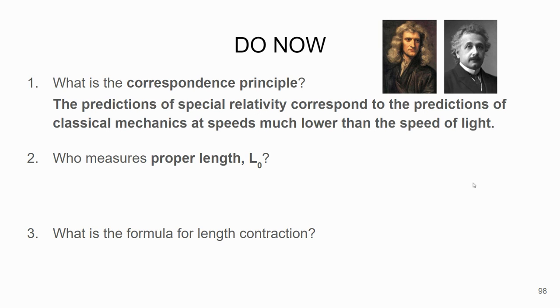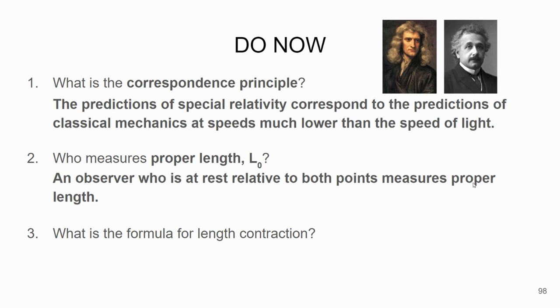Who measures proper length? To measure proper length, the observer, the person doing the measurements, has to be at rest relative to both points that are being measured. The person who has proper time is the person who is present at both events, physically there at both events. The person who measures proper length is the one who is at rest relative to the length being measured.